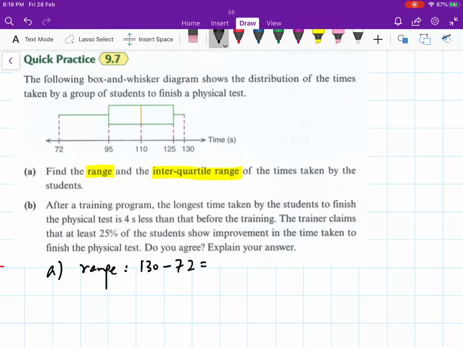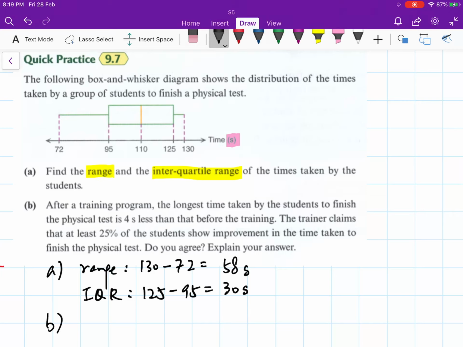After finding the range, now let's find the interquartile range. How can we find the interquartile range? The interquartile range is just Q3 minus Q1. So Q3 will be 125, then minus Q1, 95. Using the calculator, help yourself to find the answer. So it will be 58 and 30. Don't forget the unit, seconds, because they also mentioned that the data have the unit seconds. Got it? So now we go to the B part.